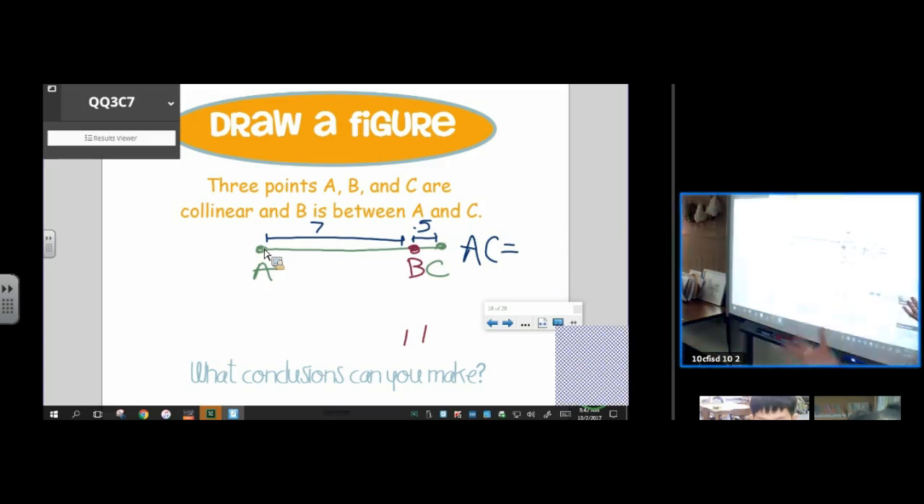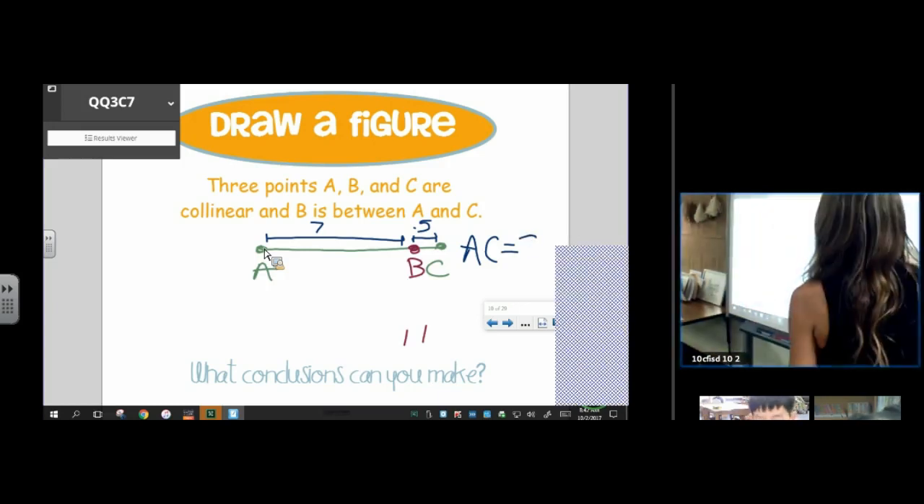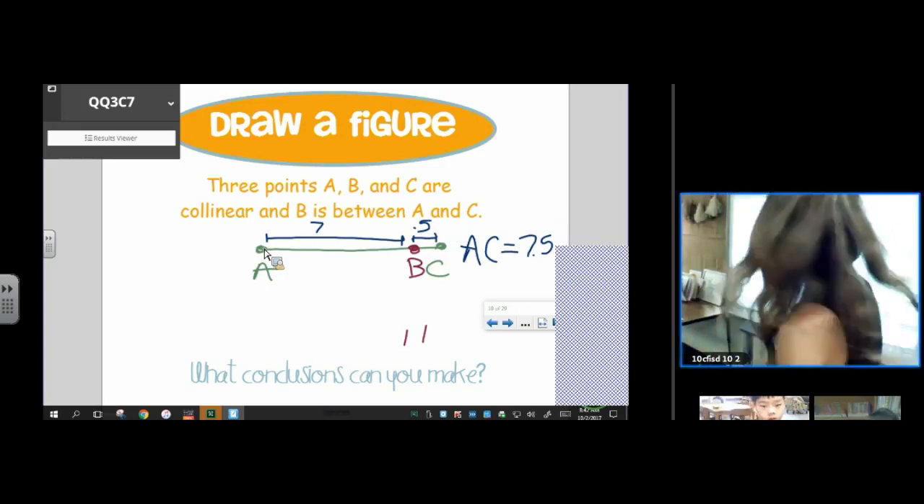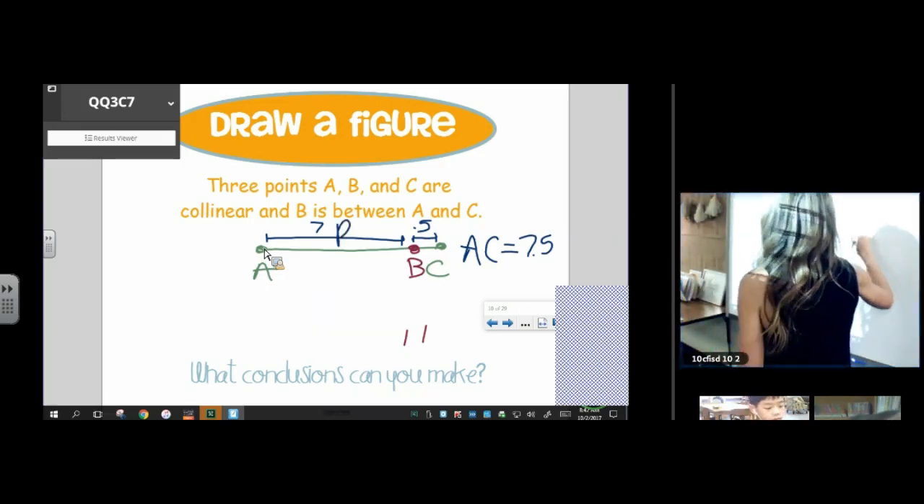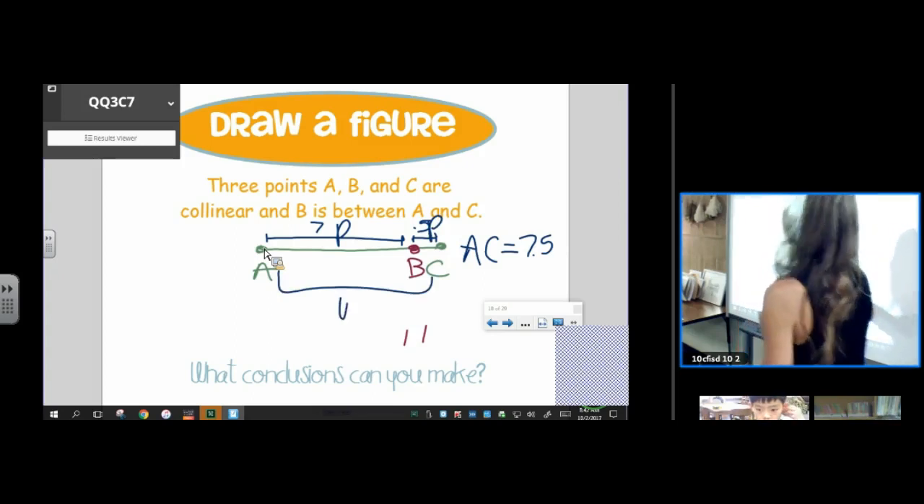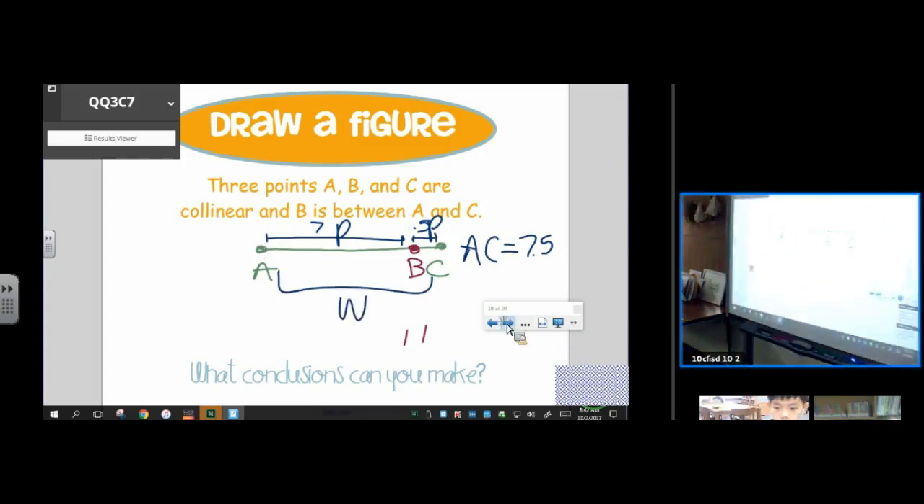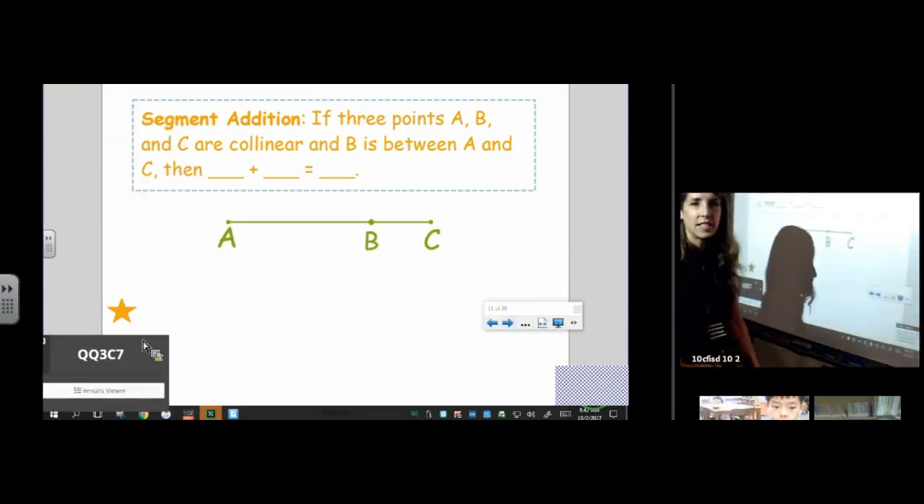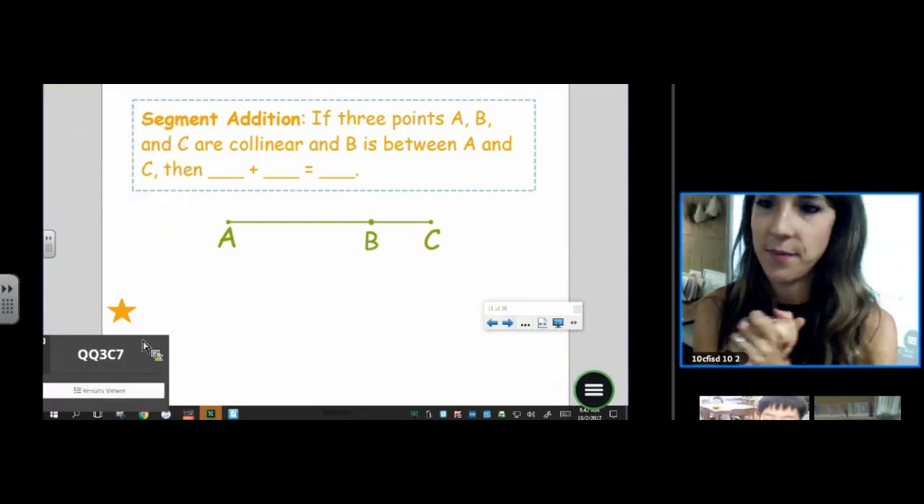Yes, you totally just did today's lesson. What did you do? You added 7 and 0.5. You did part plus part equals whole, which is how I summarized today's lesson. Let's put it into our notes. This is called the segment addition postulate.